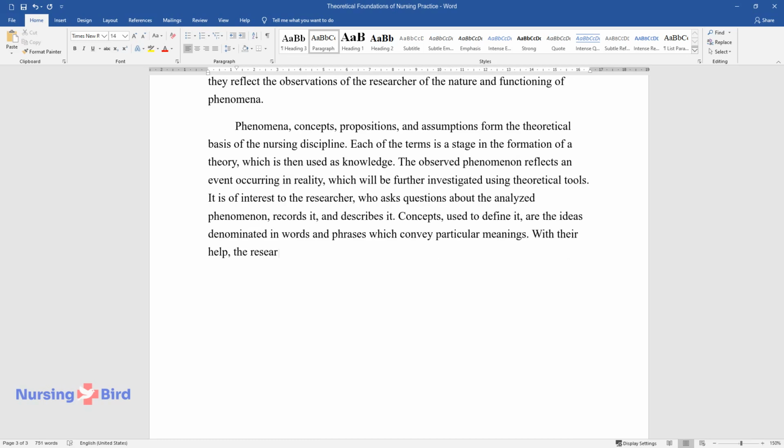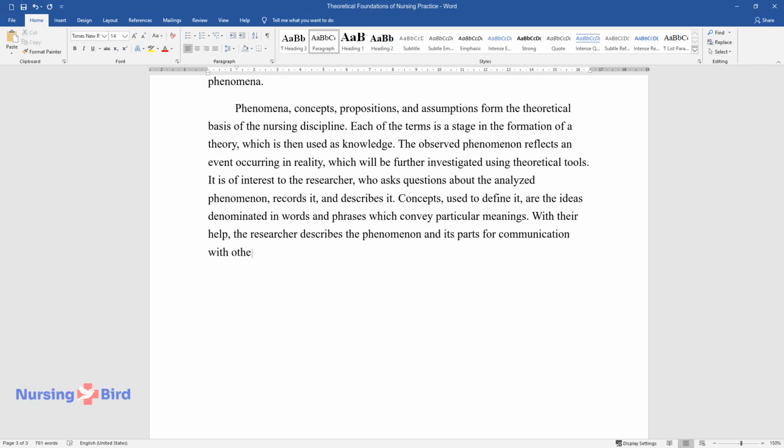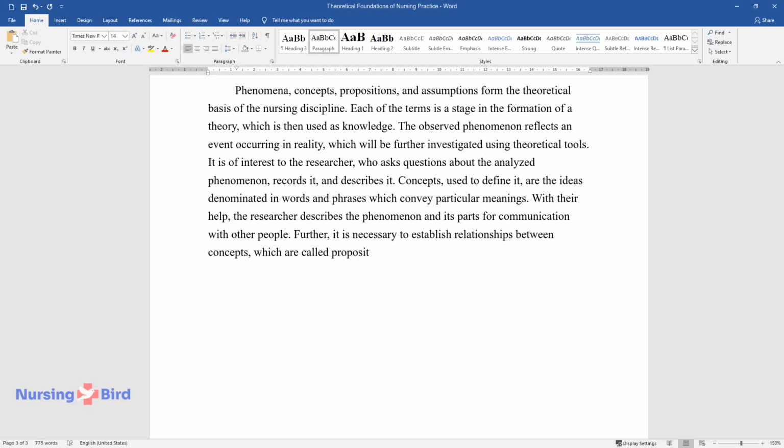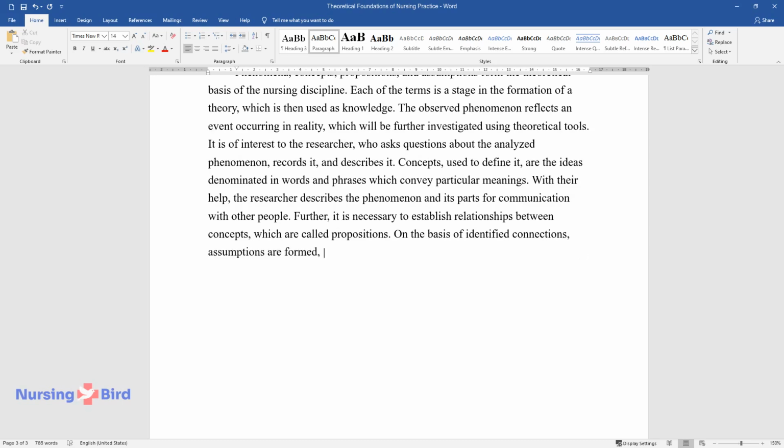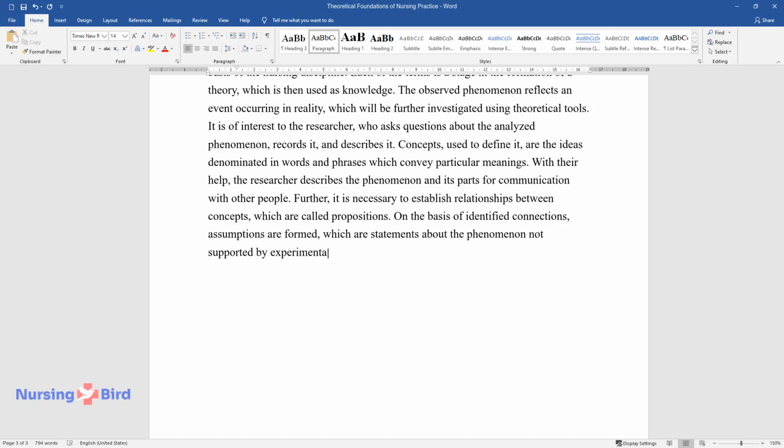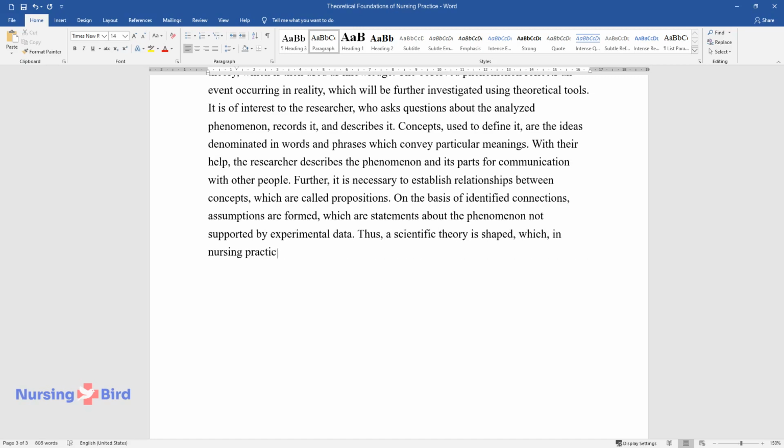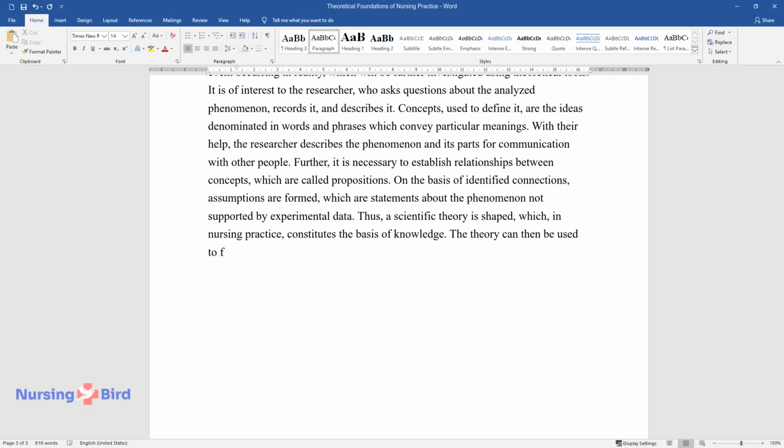With their help, the researcher describes the phenomenon and its parts for communication with other people. Further, it is necessary to establish relationships between concepts, which are called propositions. On the basis of identified connections, assumptions are formed, which are statements about the phenomenon not supported by experimental data. Thus, a scientific theory is shaped, which, in nursing practice, constitutes the basis of knowledge. The theory can then be used to form a hypothesis and to test it with experimental data.